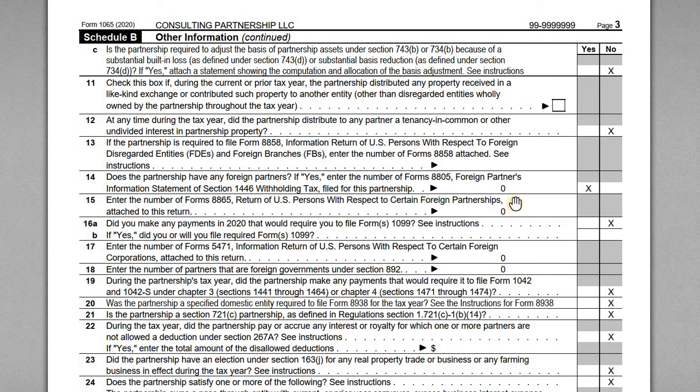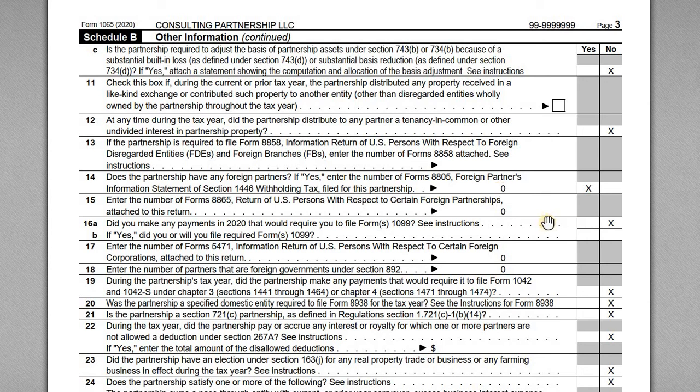What I see done incorrectly is, even in cases where they have foreign partners, they check no because they don't feel comfortable or think it's wrong to put a 0 in here, right? So, if you have no foreign partners, you would enter no. But if you do have foreign partners, it's okay to check yes. You want to answer that question accurately. And then if you have no U.S. source ECI, then you don't need to file an 8805. So it's okay to put 0.